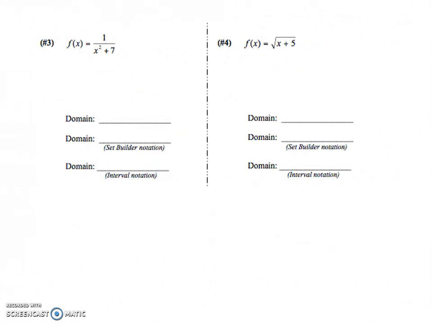Example number 3, f of x equals 1 over x squared plus 7. In this case, we do have to think about our domain because the two things that give us domain restrictions are going to be anything that makes our denominator 0 and anything that gives us a possible negative value under an even root. So I'm going to take a second and write that down because that's important information.